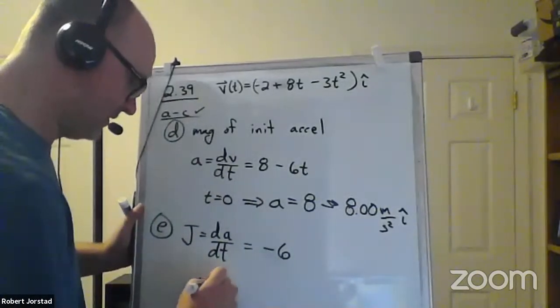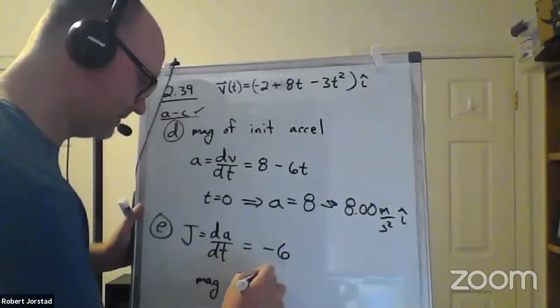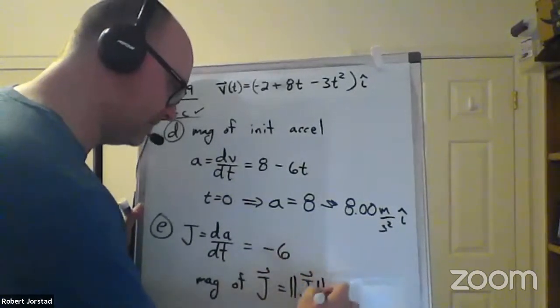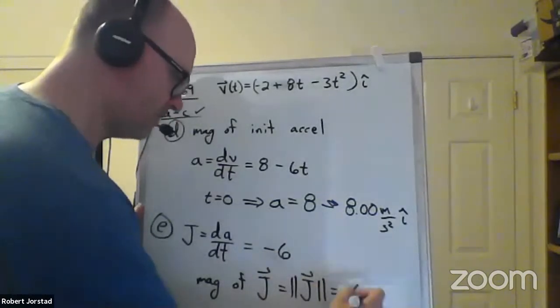The magnitude of jerk, sometimes we write this with these absolute value bars, would be 6.